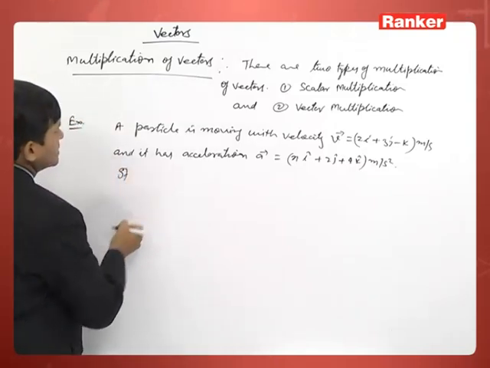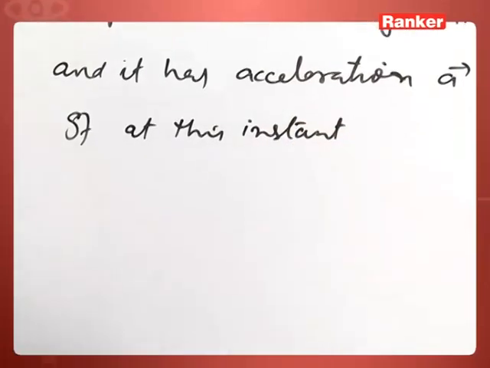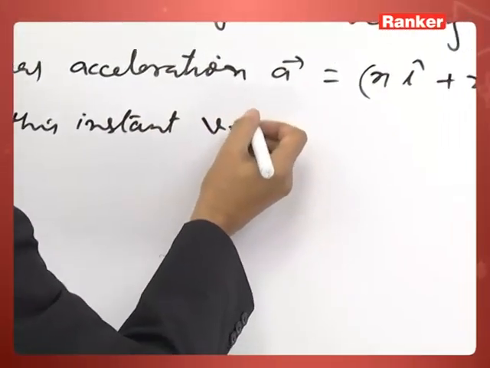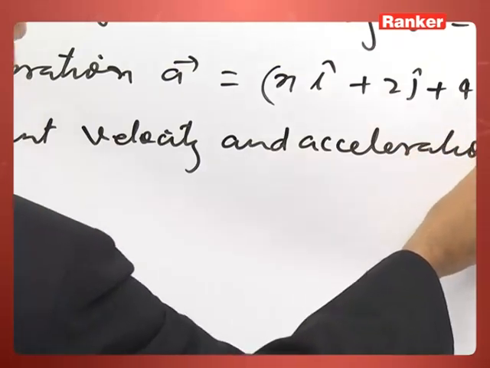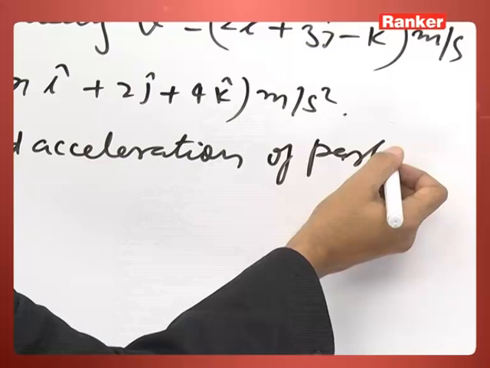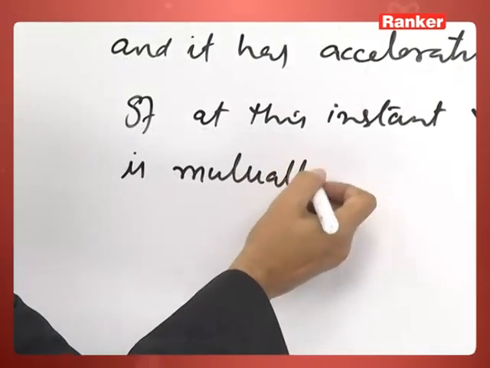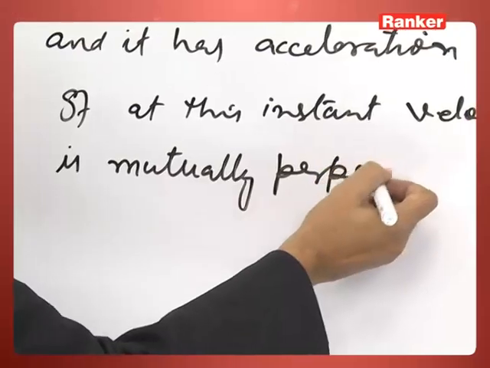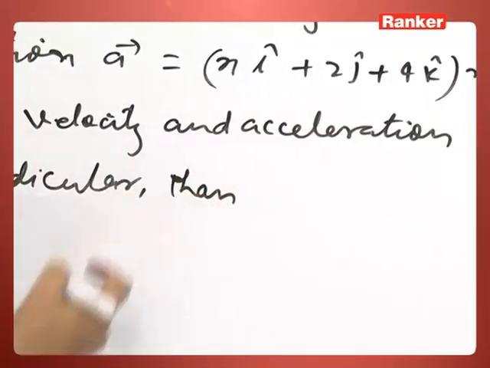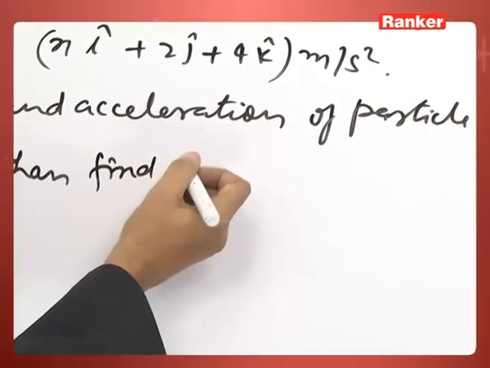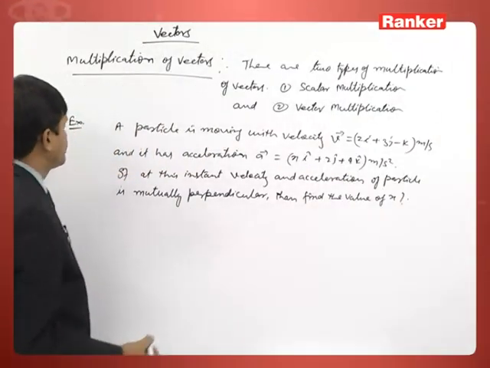that if at this instant the velocity and acceleration of the particle are mutually perpendicular, then find the value of x. This is the problem.